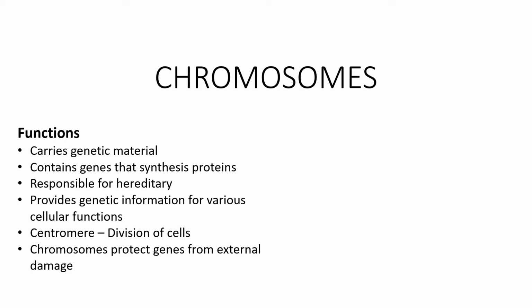Chromosomes are responsible for the hereditary transfer of genetic material from parent to offspring. What does the word hereditary mean? It means the transfer of genetic material from parents to offspring. The genetic information present in the chromosome is responsible for the maintenance of cellular functions. What is the function of a centromere? During cell division, the mitotic spindle attaches to a centromere during the metaphase stage of mitosis and thereby helps in the cell cycle. Chromosomes house genes which in turn protect it from external damage.